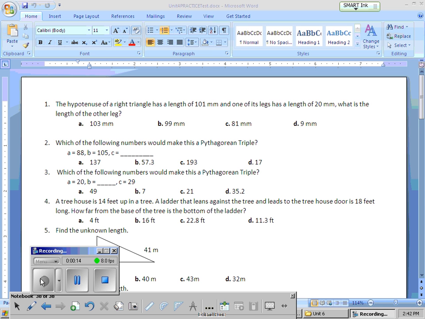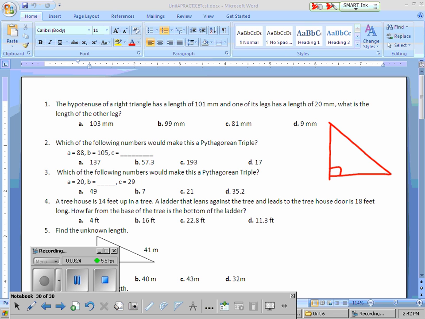So, number 1, it says the hypotenuse of a right triangle has a length of 101 millimeters. So first of all, we have to draw a right triangle. The hypotenuse has a measure of 101, and the length of one of its legs is 20 millimeters. It wants to know what the length of the other leg is. We can let the other leg be A or B. I'm going to let it be B.